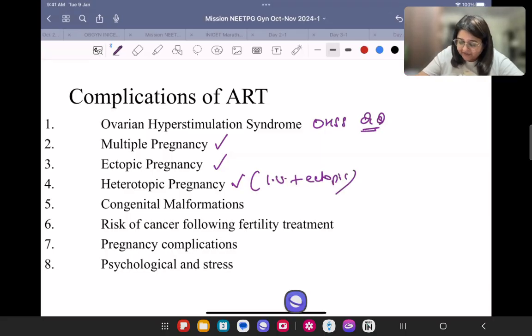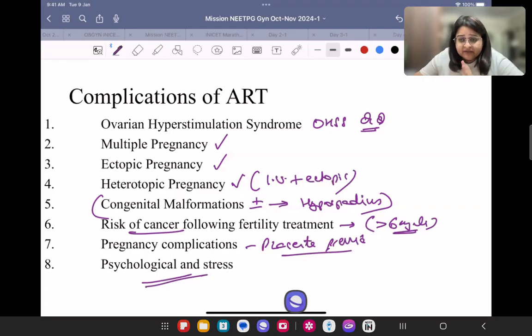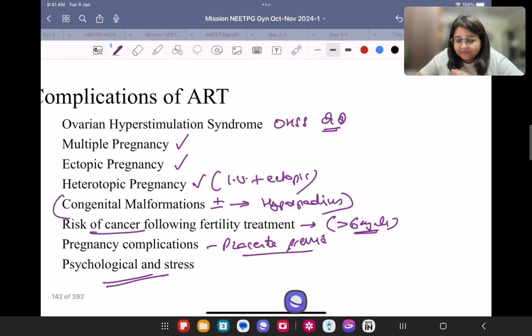Okay, one you can add here is pregnancy complications like placenta previa. Remember, I told you it can go and implant in the lower uterine segment. Now, congenital malformations is plus minus. Some evidence says yes, some says no. If at all, the risk of hypospadias in male fetuses is increased. Risk of cancer, again, this is a theoretical risk, especially with multiple follicles when they are formed. So as I said, more than 6 cycles are usually not advisable. Okay, and of course the psychological, the mental health and the stress and all of this.